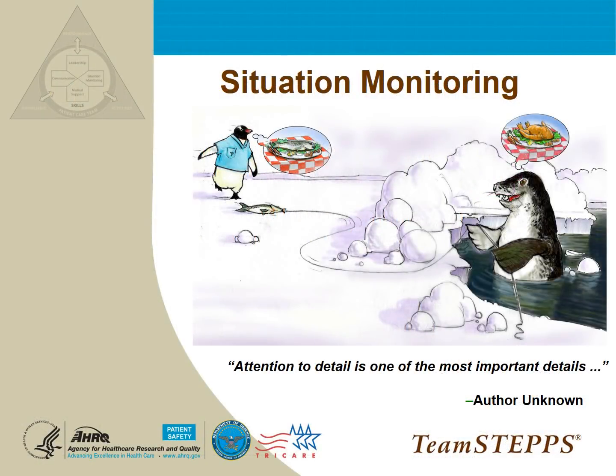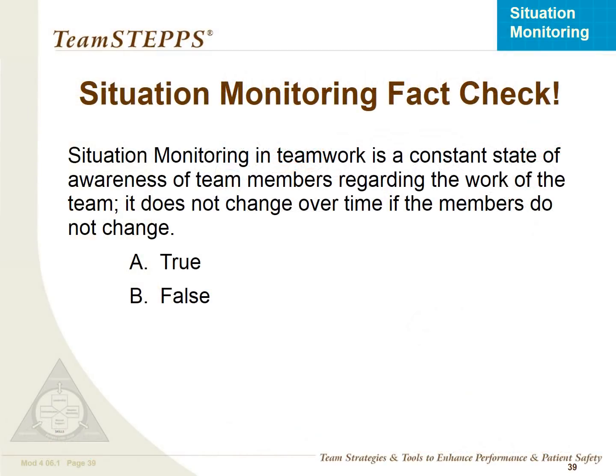Now we're going to move on to situation monitoring. Here's a situation monitoring fact check. Situation monitoring in teamwork is a constant state of awareness of team members regarding the work of the team. It does not change over time if the members do not change. Is that a true or a false statement? Click the button now to reveal the correct answer.